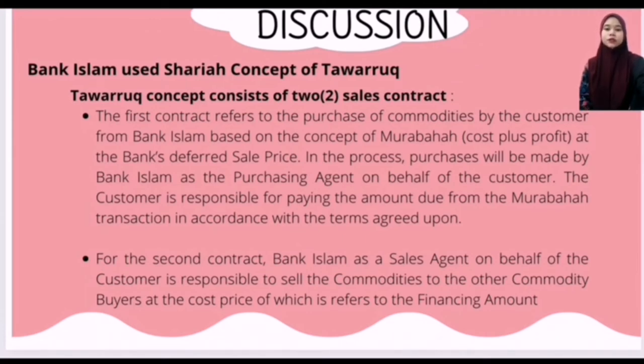two sales contracts. The first contract refers to the purchase of commodities by the customer from Bank Islam based on the concept of murabahah, which is cost plus profit at the bank's deferred sales price. In the process, purchase will be made by Bank Islam as the purchasing agent on behalf of the customer. The customer is responsible for paying the amount due from the murabahah transaction in accordance with the terms agreed upon. For the second contract, Bank Islam as a sales agent on behalf of the customer is responsible to sell the commodity to other commodity buyers at the cost price, which refers to the financing amount.